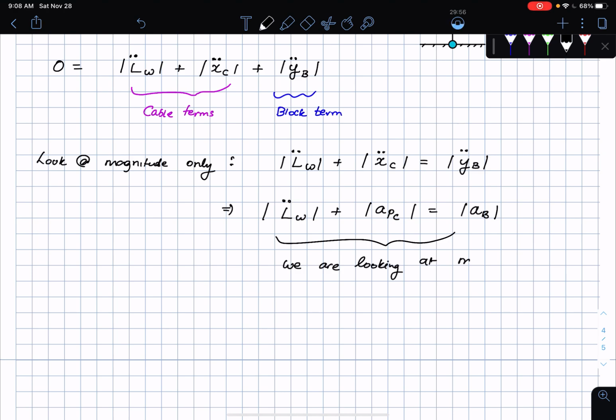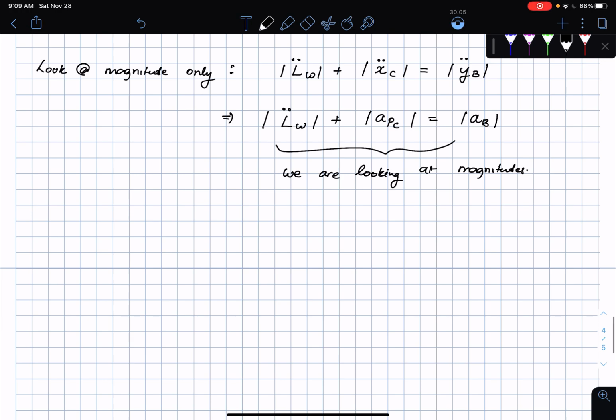Looking at magnitudes. Okay, we will account for the directions when we draw the free body and the kinetic diagrams. And the question is how to find L_W dot, L double dot W. Okay, so we need to look at the spool and cable at two different time instances.